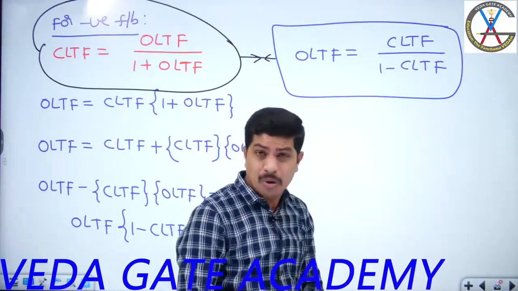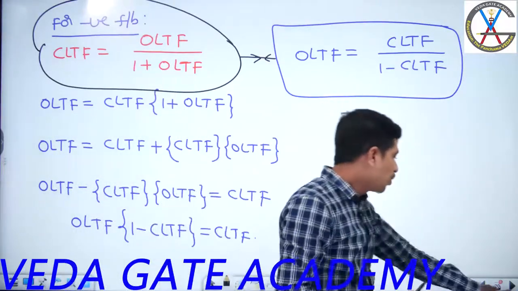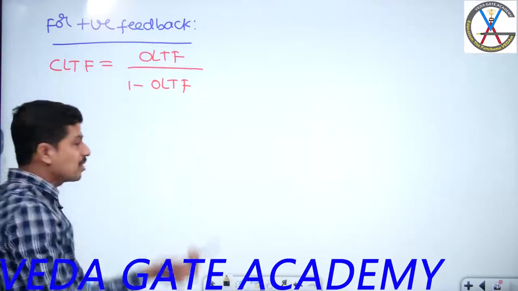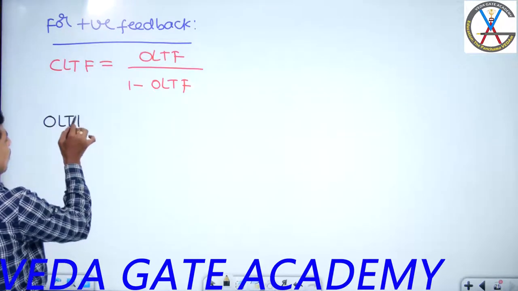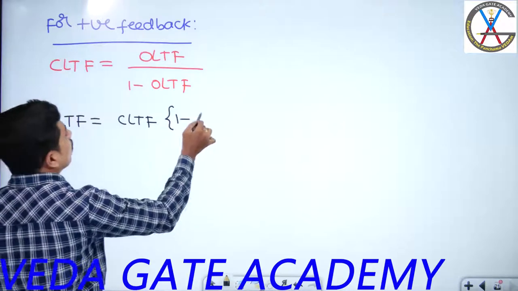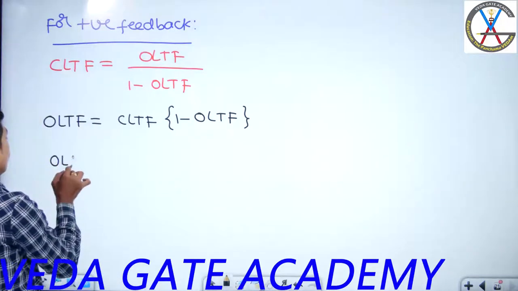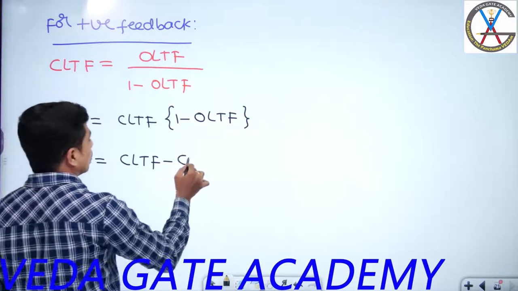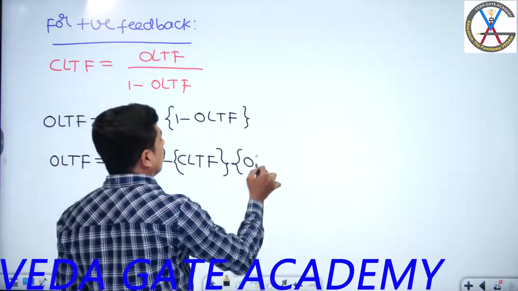Can you guess for positive feedback? This is having minus, therefore this will be plus. You can simplify if you want. If you segregate, you are going to get plus. Let me do it, for your purpose only, otherwise I can directly write. It is very simple. CLTF into 1 minus OLTF, OLTF is equal to CLTF minus CLTF into OLTF.